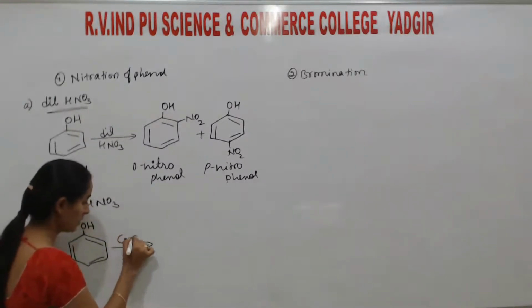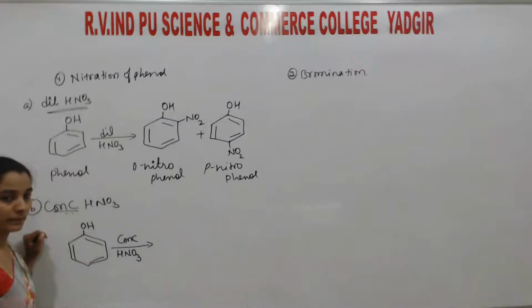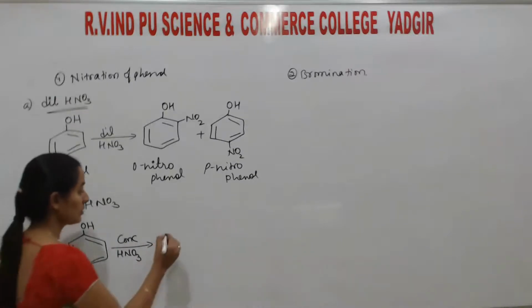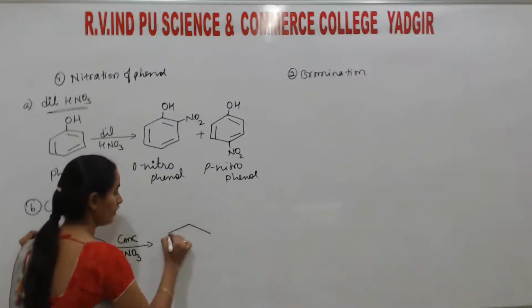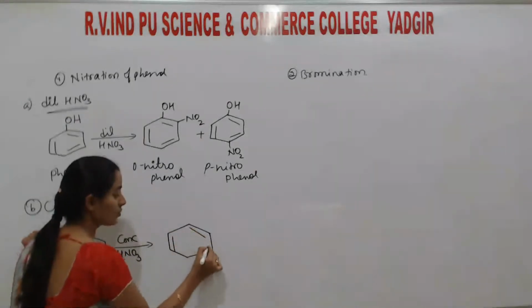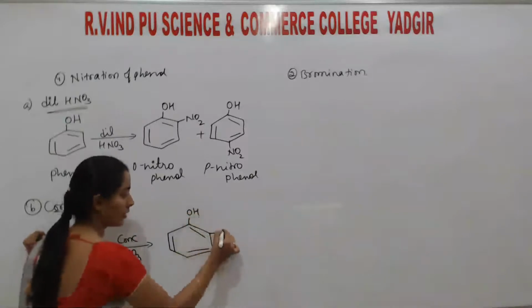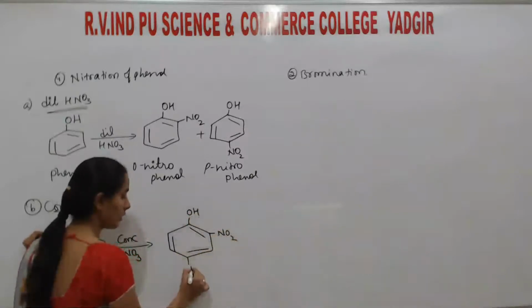This one is concentrated HNO3. Understood? So here it is formed. Which type of product? A tri-substituted product. Here it is OH, here also NO2, here NO2.